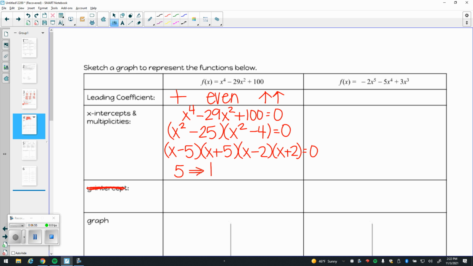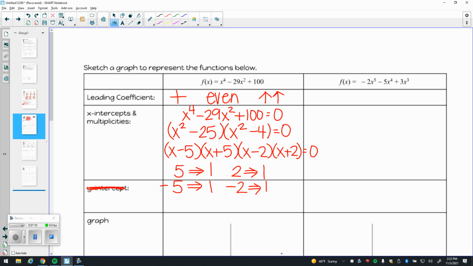My next factor, my 0 is negative 5, yes? It has a multiplicity of 1. My next factor, set equal to 0 and solve it, will give me a 0 of 2 with a multiplicity of 1. The last one is negative 2 with a multiplicity of 1.